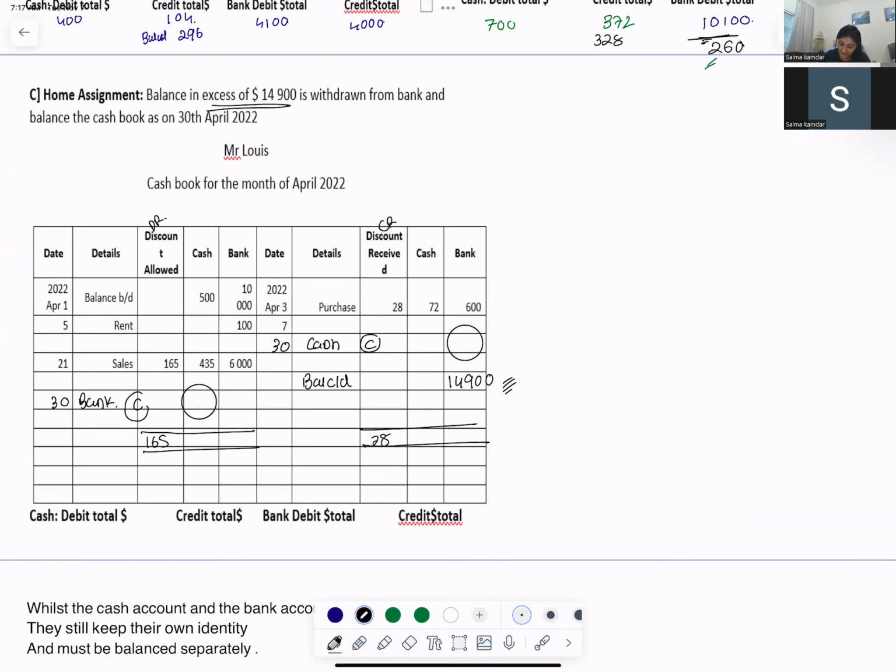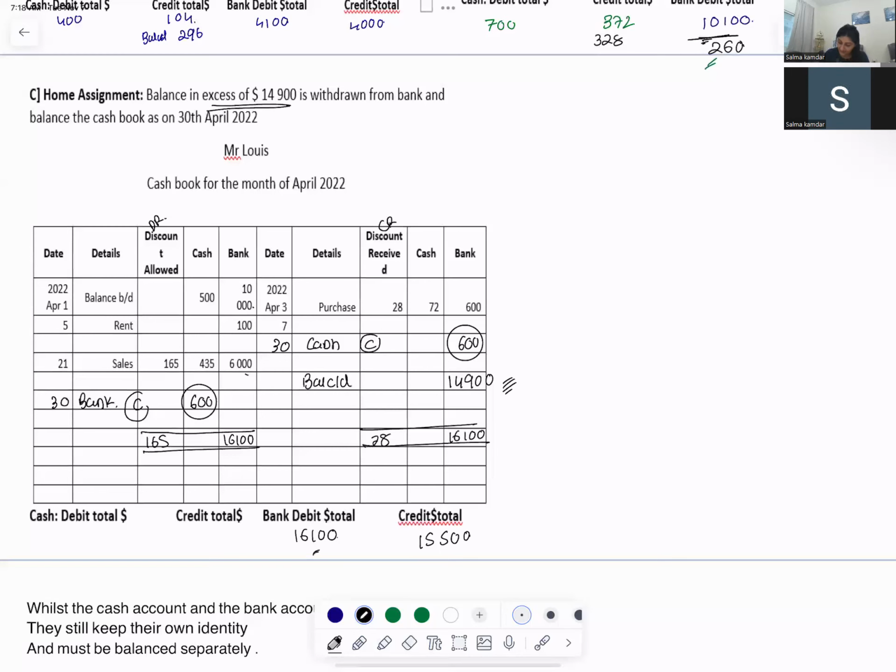Bank account debit total is 16,100 and credit total is 14,900 plus 600. So the credit total of bank is 15,500. So what will go out from the bank and come in the cash is the difference. 16,100 minus 15,500. 600 will go out from the bank and it will come in the cash. Debit side total is more. I will write it on both the sides.